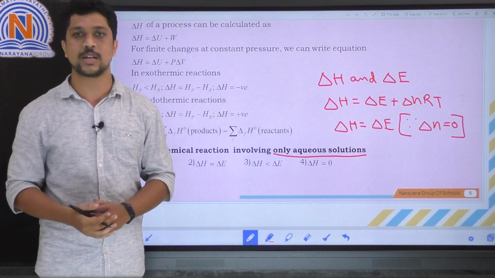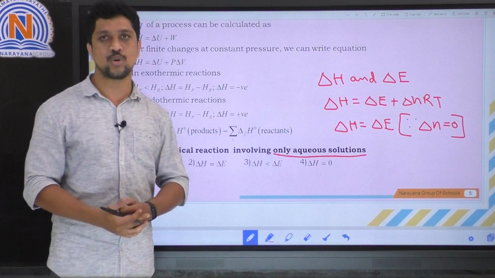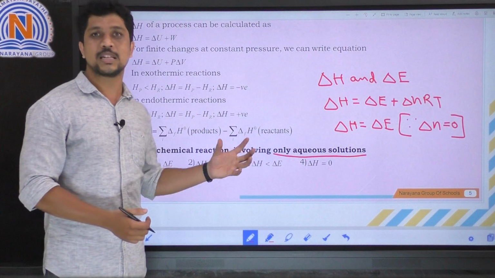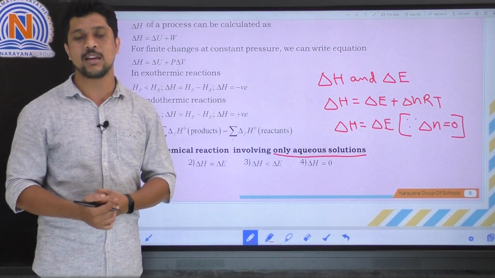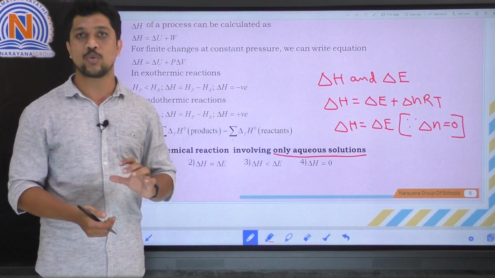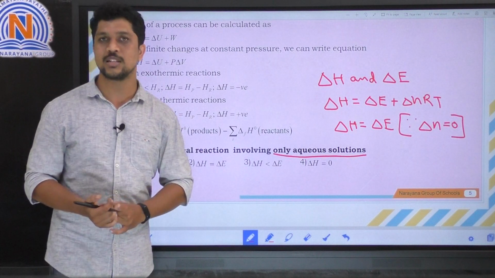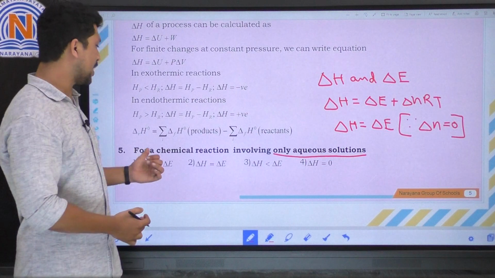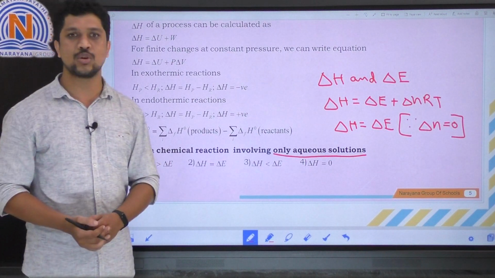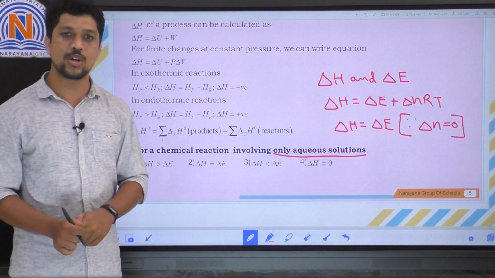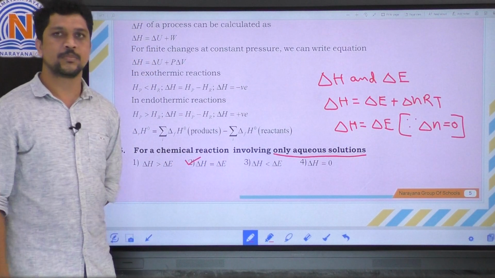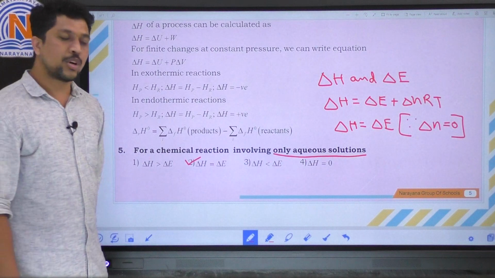The delta n is only applicable for the gaseous molecules of the reactants and products. But here they have taken aqueous solutions, which are liquids, right? So we cannot find a significant difference between delta H and delta E for liquids and solids, but we can for gaseous molecules. So for a chemical reaction involving only aqueous solutions, delta H equal to delta E. Second option. Let's move on to the next question.